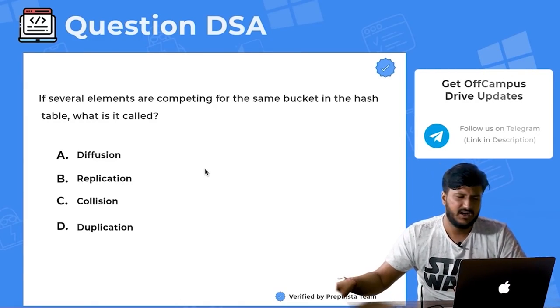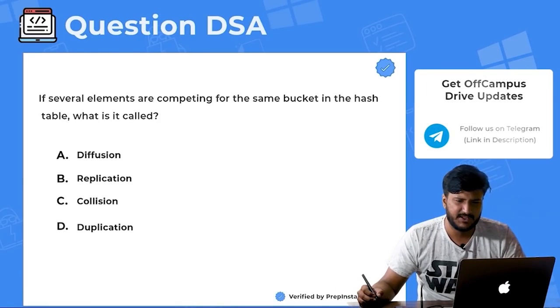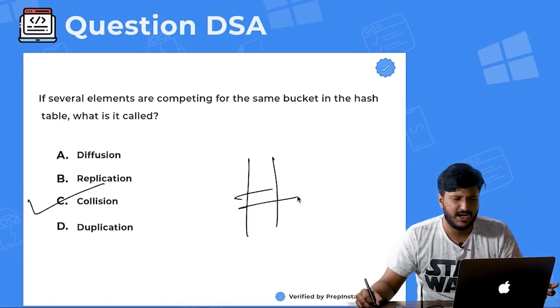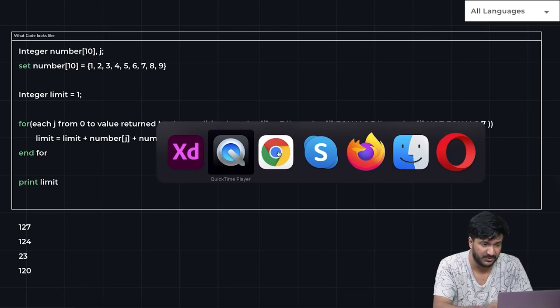So again, basically the correct answer in this particular case, I don't even have to tell you, is collision, right? So if you know hashing, you know what collision is. How do you prepare for it?